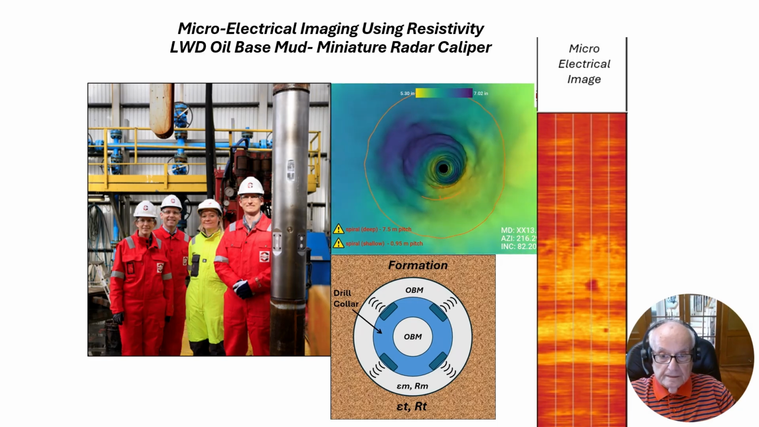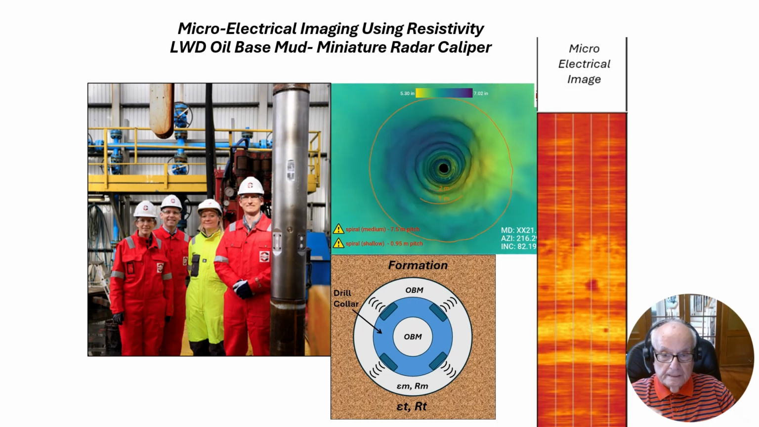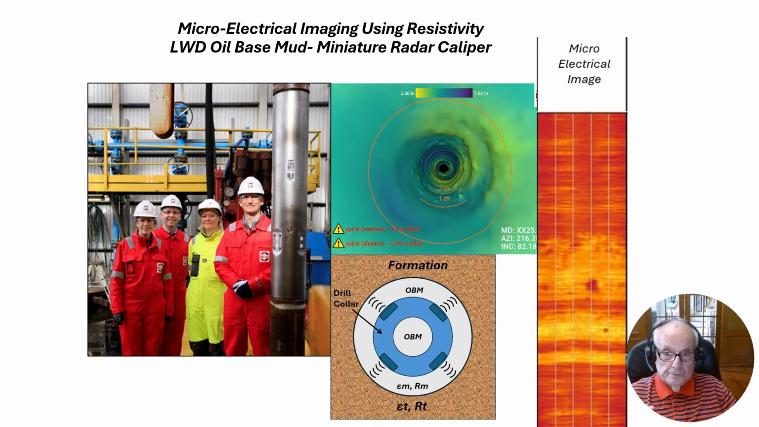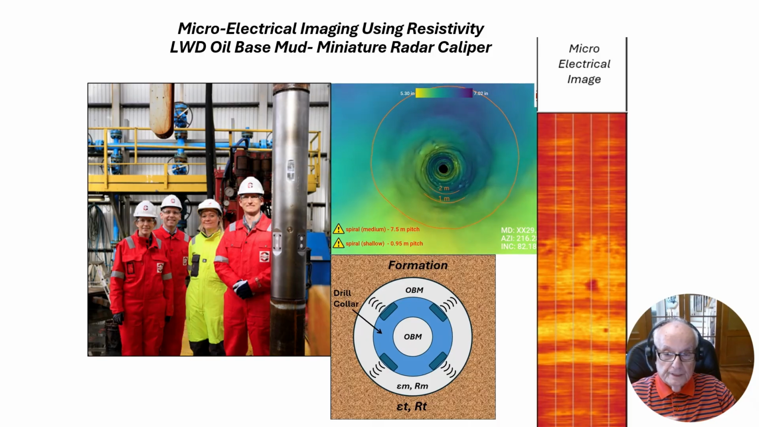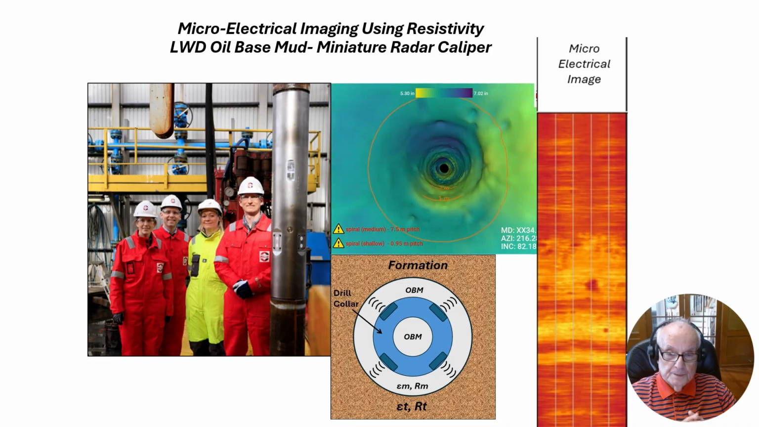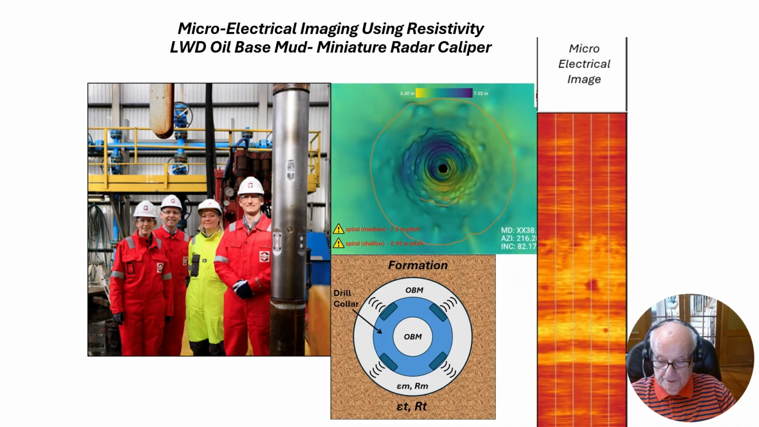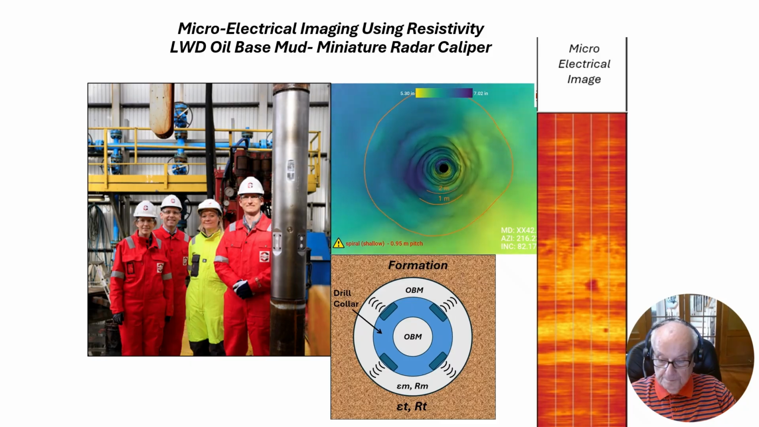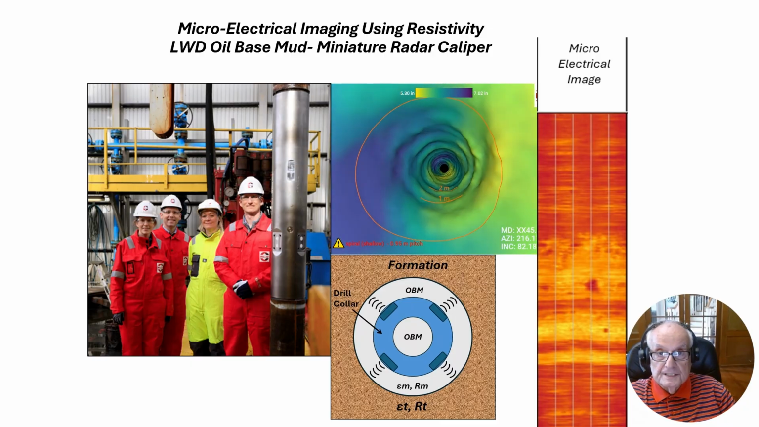Here is a view of the radar-based caliper. You can see the spiraling, which is very often seen when you have rotary steerable.